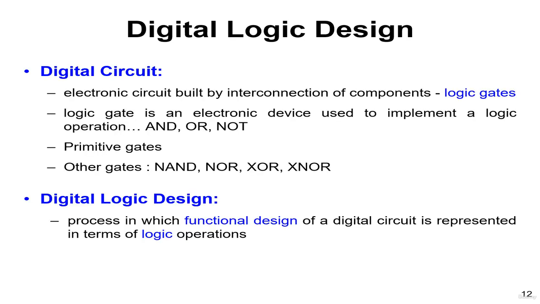A digital circuit is an electronic circuit that is built by connecting different components together. These components are called logic gates. A logic gate is an electronic device that is used to implement a logical operation. The basic logical operations include AND, OR, and NOT. These three gates, the AND, OR, and NOT, are also called primitive gates. There are other variants of these gates which include NAND, NOR, exclusive OR, and exclusive NOR.